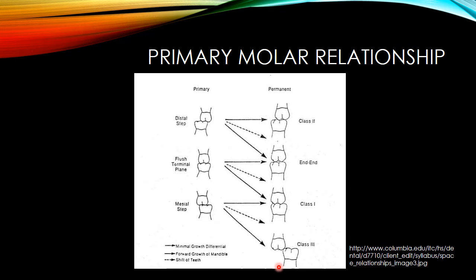The forward growth of the mandible alone can cause these molar relationships to develop into the molar relationships previously mentioned. Keep in mind that the goal is to have a class 1 normal occlusion.